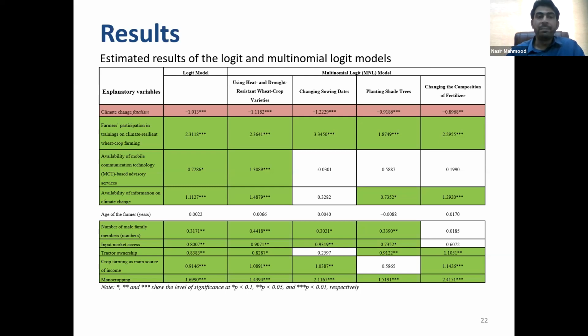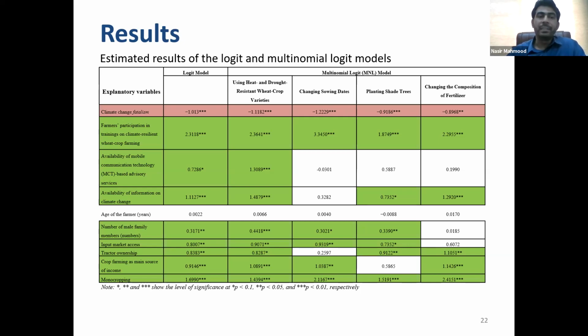So again, the second variable is the farmers' participation in trainings on climate resilient wheat crop farming, which showed a positively significant effect on all adaptation strategies, because these trainings enable the farmers to get information about the latest inputs like new seed varieties and new farming practices, which ultimately assist them in changing their farming according to these changing circumstances and getting better yields of this wheat crop.